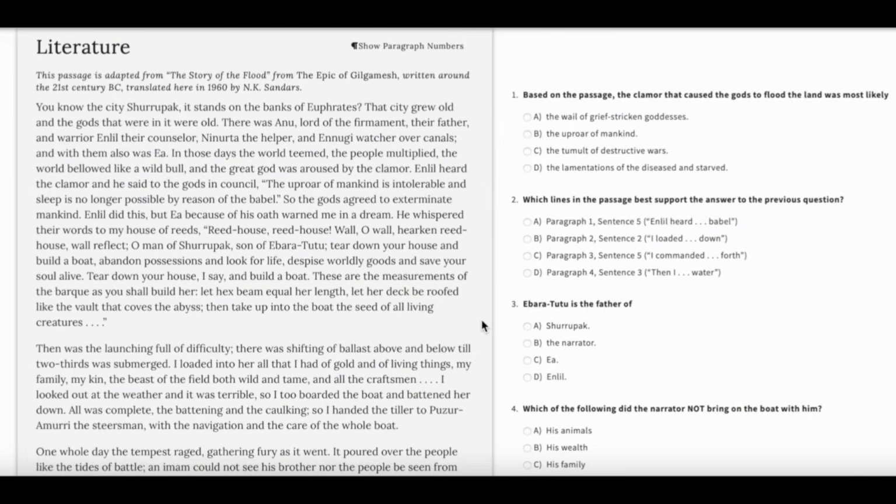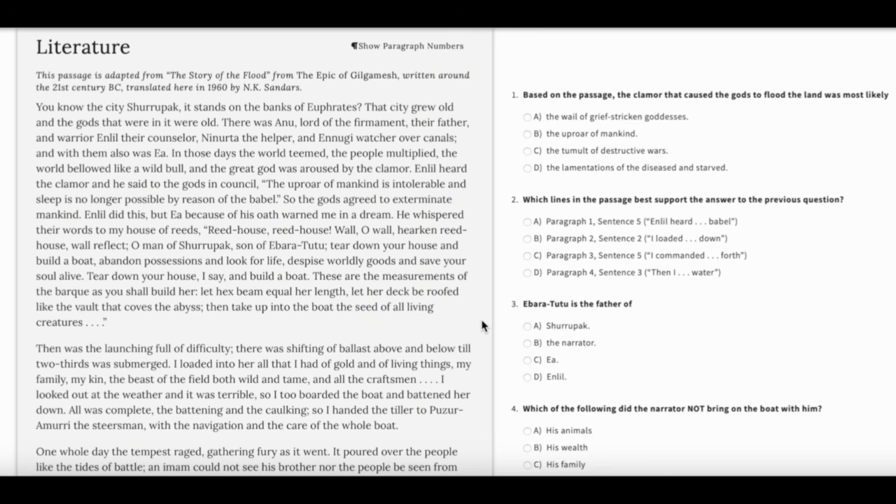Let's answer them together. Go ahead and read question number 1 for us first. All right. Based on the passage, the clamor that caused the gods to flood the land was most likely I'm going to stop you real quick. Okay. Sometimes when you read a question here on the CLT, you should be able to answer the question on your own. Sometimes. Maybe not all the time, but sometimes.